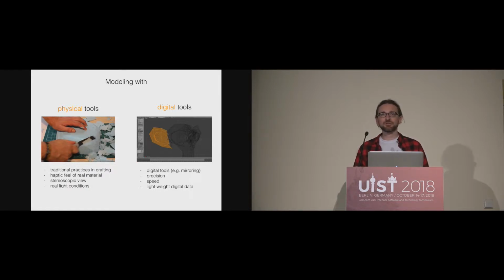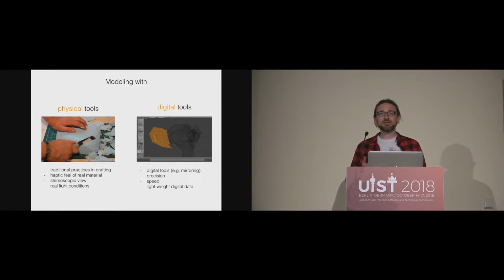For example, you can use traditional crafting techniques. Artists can use the tools that they are most familiar with. Also, you directly get a response from the object that you create, so you get the stereoscopic vision, you can hold it into the light, you can see the shadows.